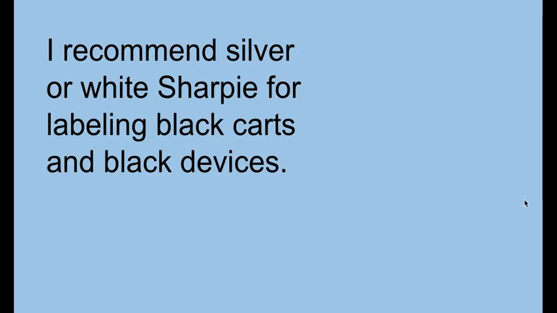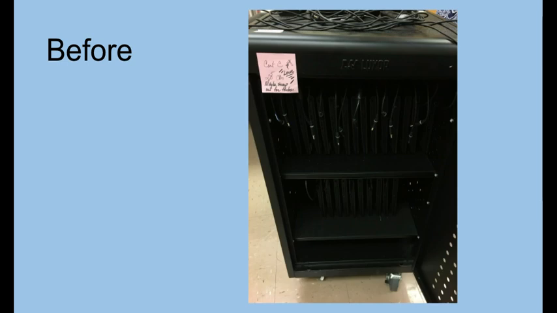So here's my first recommendation. A silver or a white Sharpie for labeling black carts and black devices. You can also put masking tape down on a black cart and then write with a black Sharpie if that's what you already have. Now here's what the carts usually look like in advance, right? This one has no label on it. This is how it was given to a teacher. Notice, I'm going to blow it up. All of the charging cords are on top. So basically that's for the teacher to figure out.